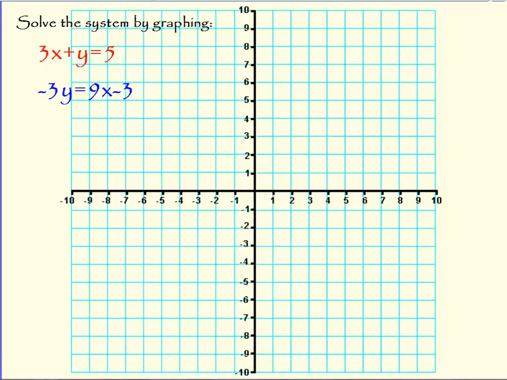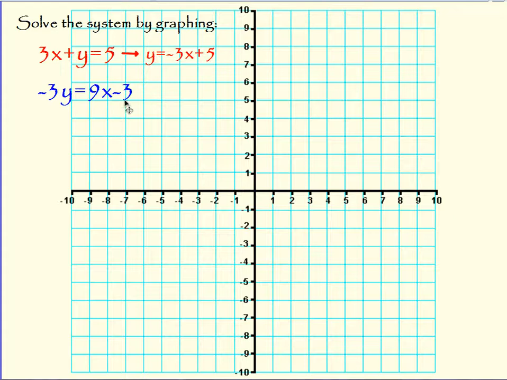Let's look at another system. Again, we want our graphing to be as accurate as it can be, and the most accurate form to graph from is slope-intercept form. So I'm going to take this first equation and change it into slope-intercept form by subtracting 3x to the other side of my equation. That gives me y equals negative 3x plus 5.